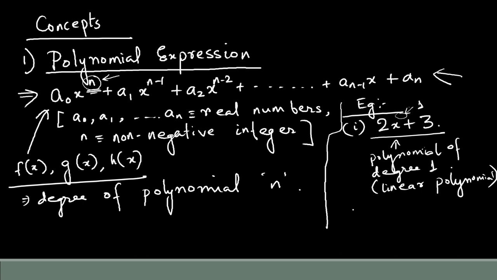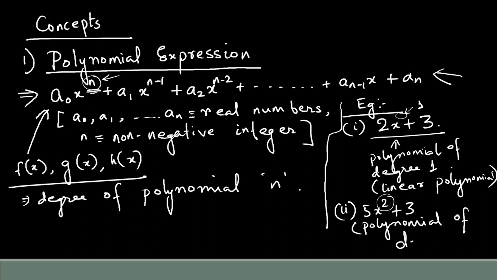Let's say you have another polynomial expression, 5x square plus 3. What is the highest degree of x there? We have 2. So this is a polynomial of degree 2, and this is called a quadratic polynomial.